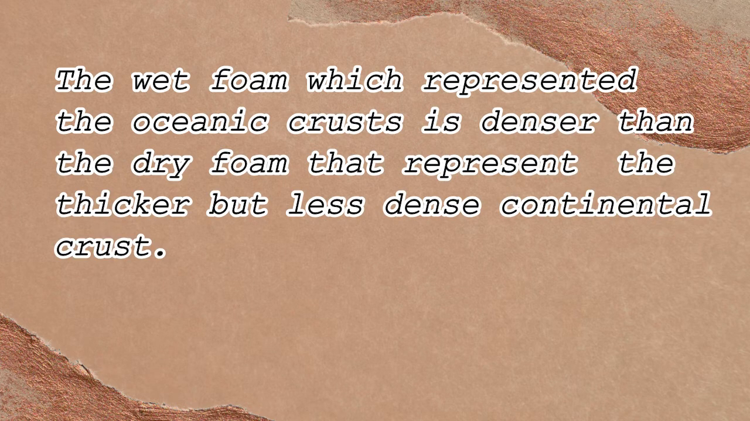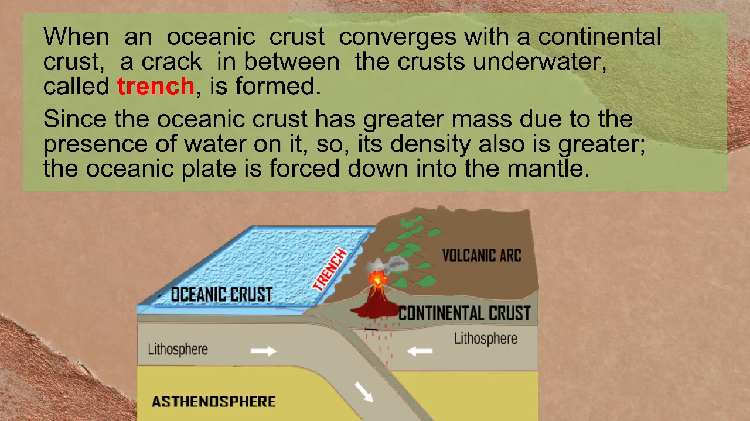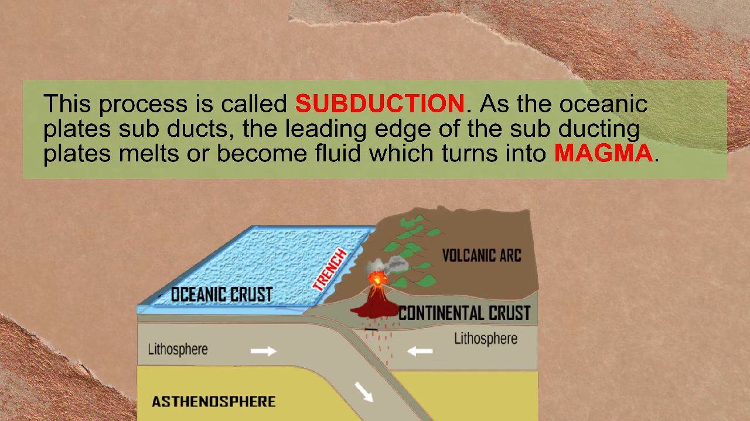The wet foam, which represented the oceanic crust, is denser than the dry foam that represented the thicker but less dense continental crust. Remember, when an oceanic crust converges with a continental crust, a crack between the crusts underwater called a trench is formed. Since the oceanic crust has greater mass due to the presence of water on it, its density is also greater. The oceanic plate is forced down into the mantle. This process is called subduction.